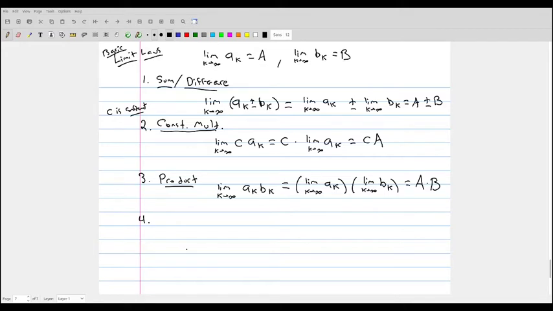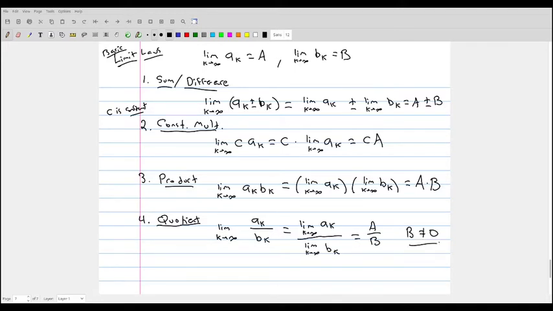And the last limit law that we have is what's called the quotient limit law, which is that the limit as k goes to infinity of ak over bk is equal to the limit as k goes to infinity of ak divided by the limit as k goes to infinity of bk, or a divided by b, as long as b is not equal to 0, because we can't divide by 0.